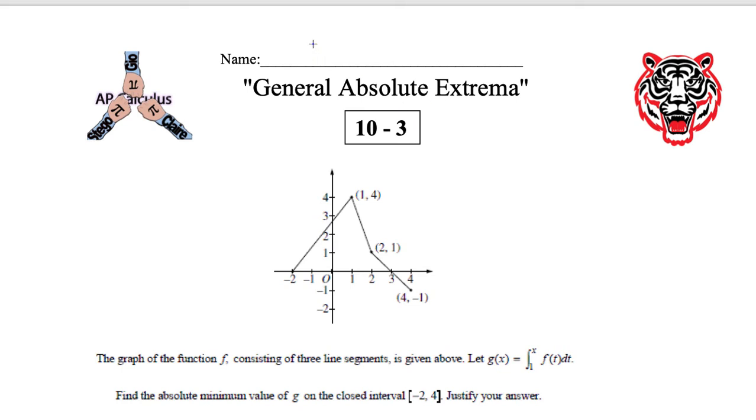We are in AP Calculus. Today's date is Thursday, February 27th. We're working on worksheet 10-3. This is the key, the answers.